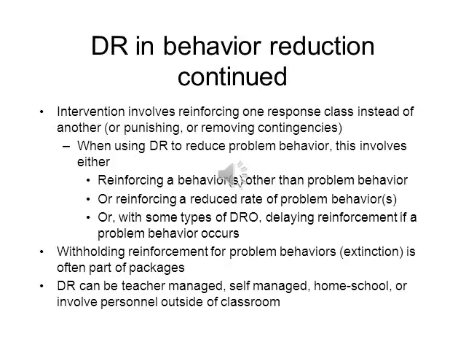So as part of an intervention package, we're going to reinforce one response class instead of another, or we might punish one response class and reinforce another, or we might remove contingencies from one response class and not from others. So we could reinforce certainly a behavior other than the problem behavior. We could reinforce a reduced rate of problem behaviors, or with some types of differential reinforcement of other behavior, we could delay reinforcement if a problem behavior occurs. Contingent delayed reinforcement is essentially a form of punishment.